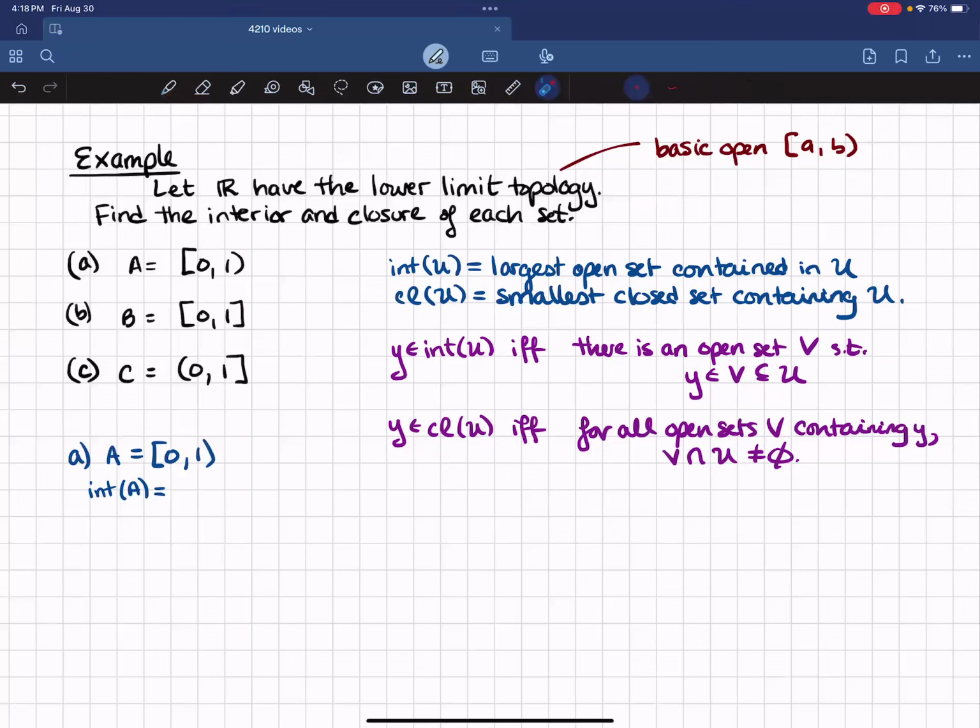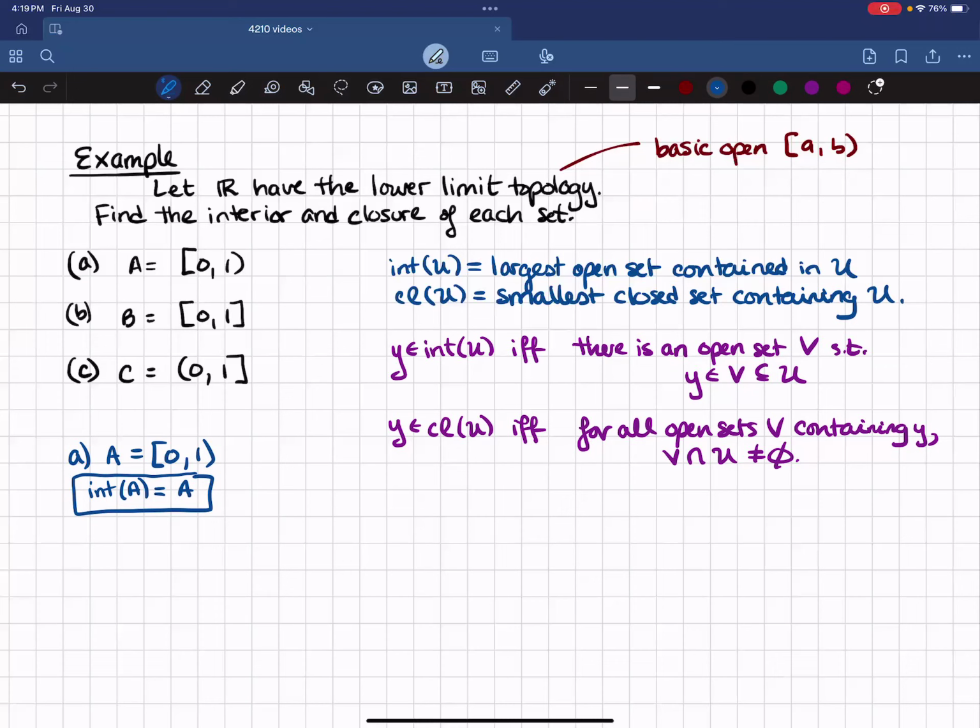Well, if I look at A, it has the form of basic open sets in this topology. So A is open. So since A is open, the largest open set inside of it is itself. So the interior of A is A. All right, so what we're using there is that if a set is open, then its interior is equal to itself.